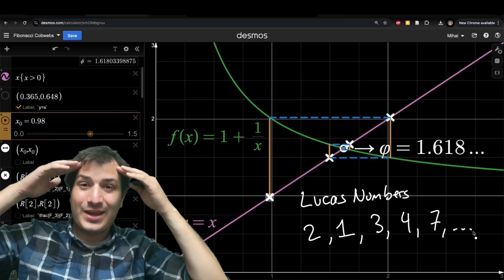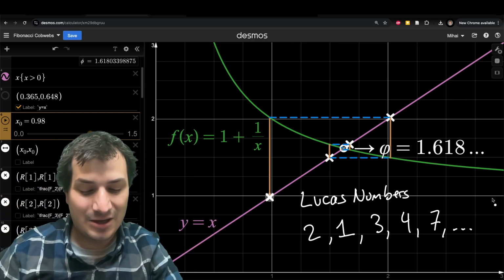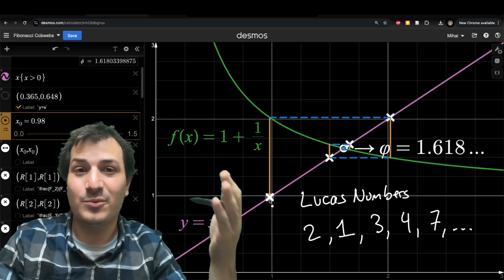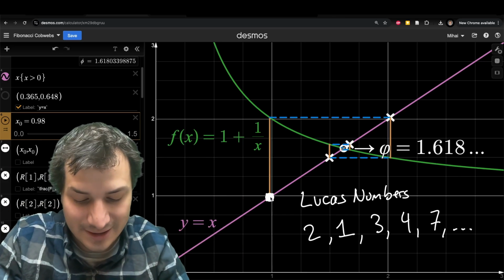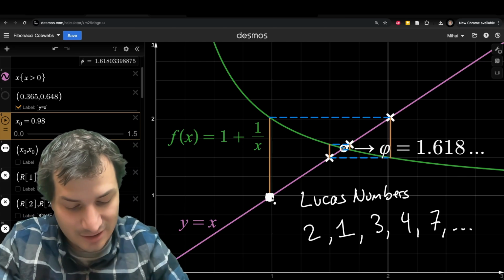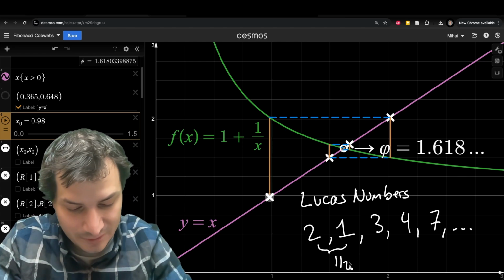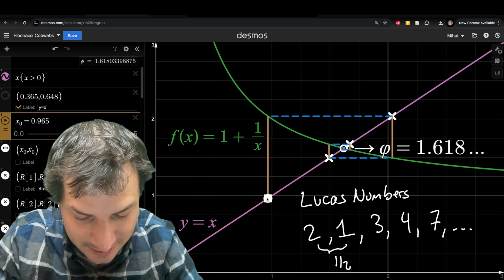And you might ask, okay, what about the ratio of Lucas numbers? Well, it turns out we have the same rule that every number is the sum of the previous two. So all we have to do is take our slider and slide it to the starting point here. Here, the ratio of the first two numbers is a half. So we can say, what would happen in that universe?